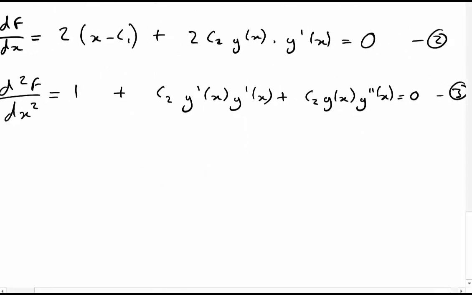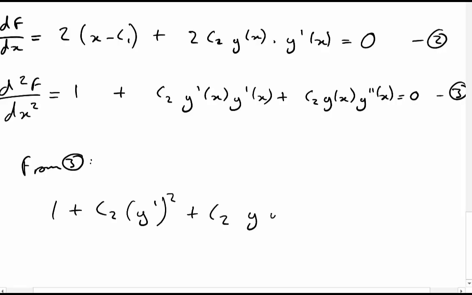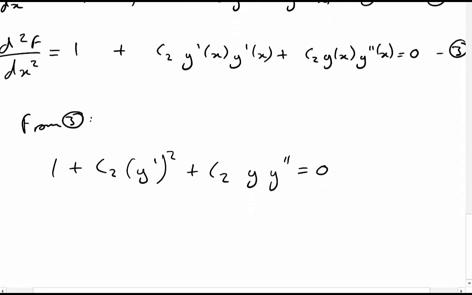Well, look, I've only got a C2 involved in this second derivative. So therefore, I'm going to try and find out what C2 is from equation 3, which is my second derivative. So I've got y plus C2. I'm going to drop the dependence on x just so you can see it a little bit better, hopefully. This is y dash times y dash, which I can write as y dash all squared, plus C2 y times y double dash equals 0. Again, I've just dropped the dependence on x to make things a lot easier.